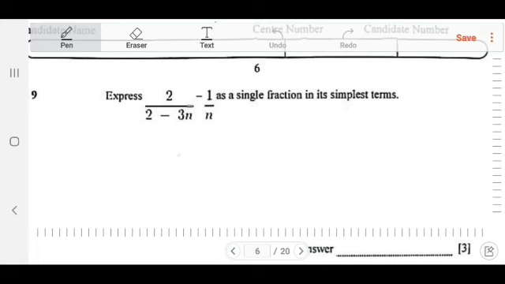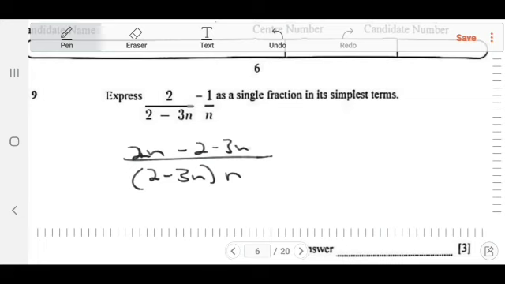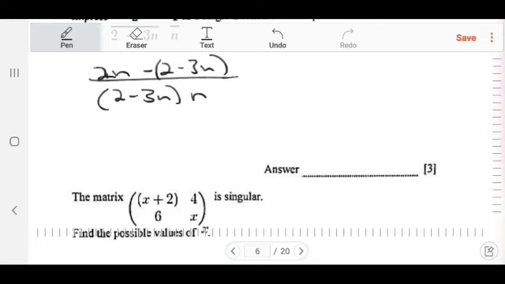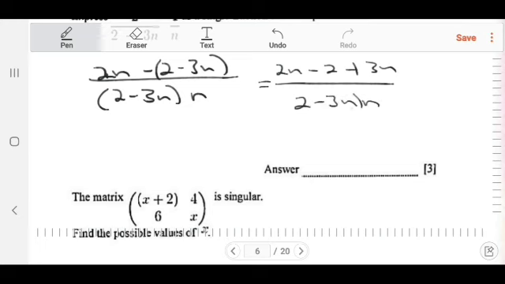Number 9 was expressing that as a single fraction, so we have 2 minus 3n, then n there. Then this one into here is n, which is now 2n here. Then this one there is negative 1 times this one, which is 2 minus 3n. Okay, so it's going to be 2n minus 2 plus 3n over 2 minus 3n outside. Here we are going to have 5n minus 2 over 2n.